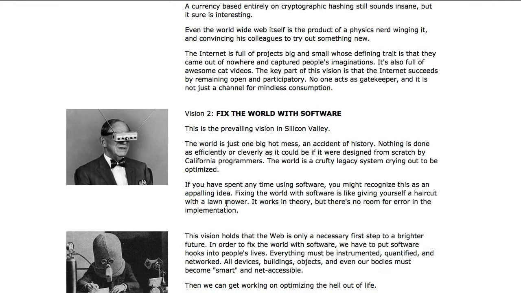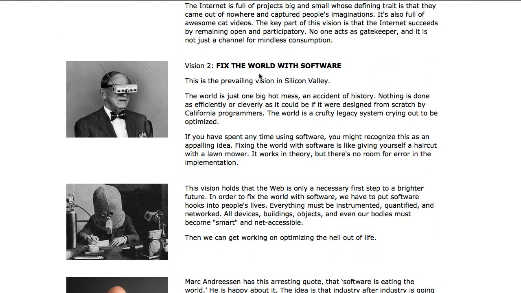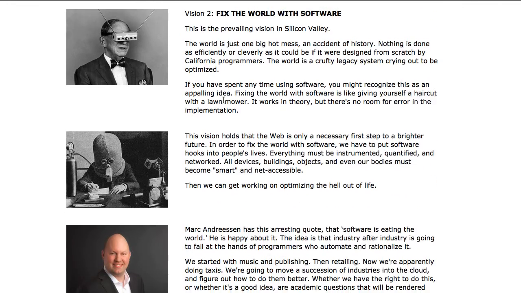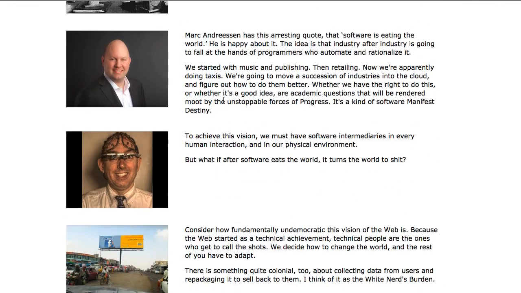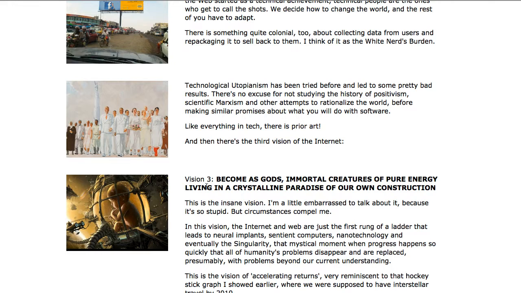Fix the world with software, which I would love to do if I could. Of course I know that we can't do it, and it's unfortunate that people do think that it's possible. And this is very tempting. I would very much like to become an immortal creature and so on. But I don't think that it's insane at all to think this way.